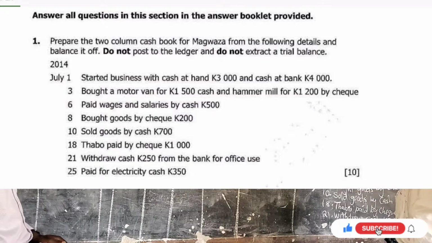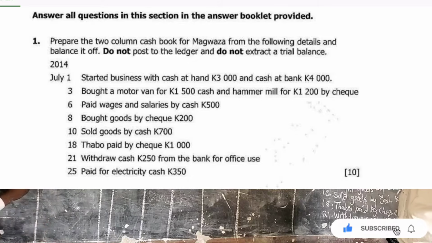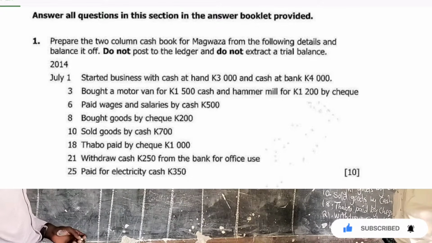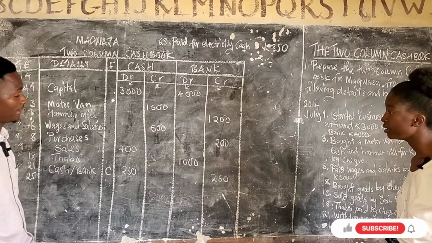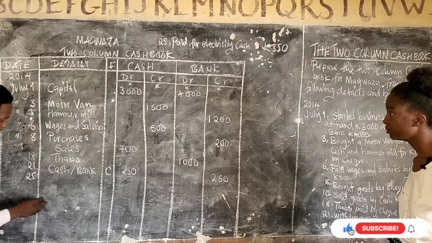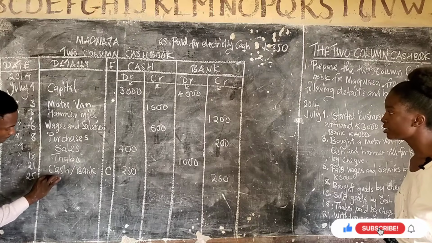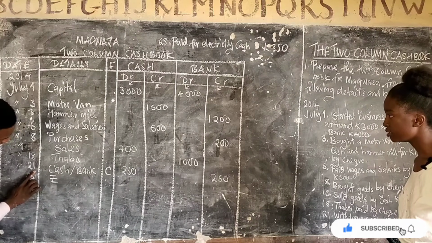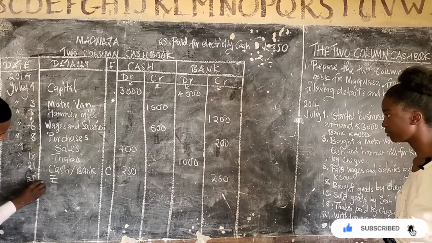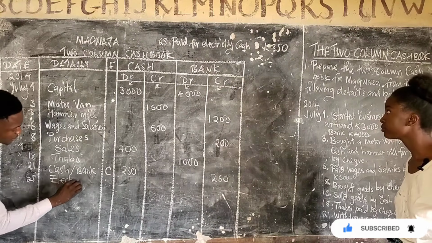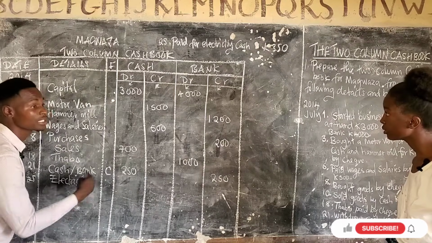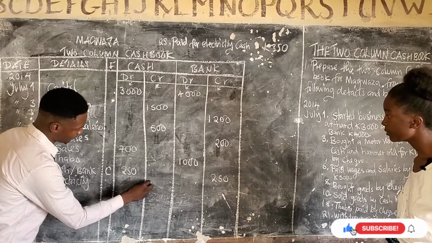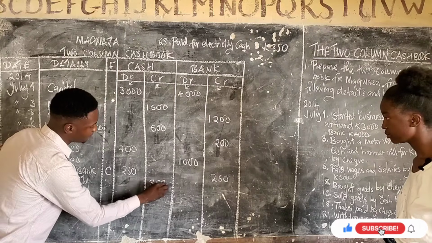On the 25th, this is the last transaction. What happened? Paid for electricity, cash, 350. So here we're going to write electricity, 25, electricity. Cash, credit, 350.